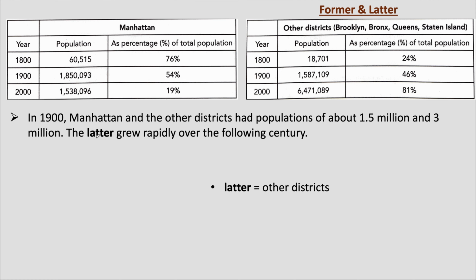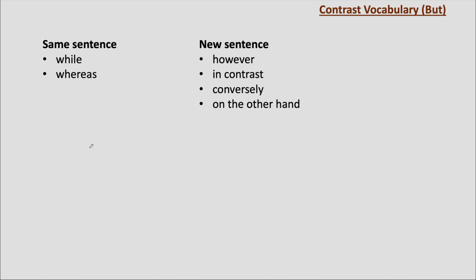That is what we have done in this example, where again we have mentioned two things, but in the next sentence we have only written about the other districts, which are the second thing that we mentioned, so we have used the latter. It is important to remember that former and latter work only when the sentence clearly mentions two things. Next, we need contrast vocabulary.